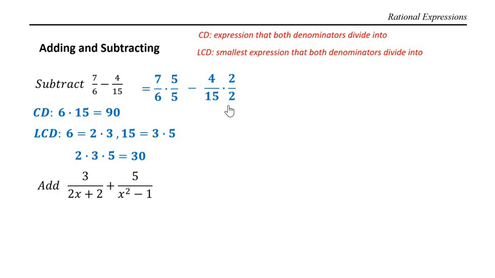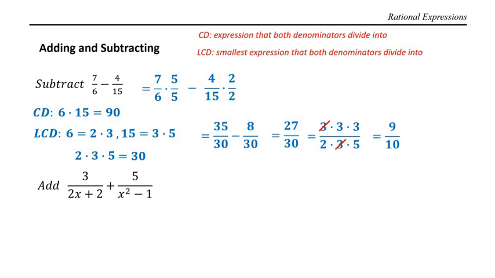And so when we simplify this, it would be equal to 35 over 30 minus 8 over 30. And now we just simplify straight across, and we'd have 27 over 30. And now we can't stop there because that can be simplified further. We can factor 27 as 3 times 3 times 3, and 30 can be factored as 2 times 3 times 5. And so now we can cancel out a 3 in both the numerator and the denominator, which means our final simplified answer would be 9 over 15.